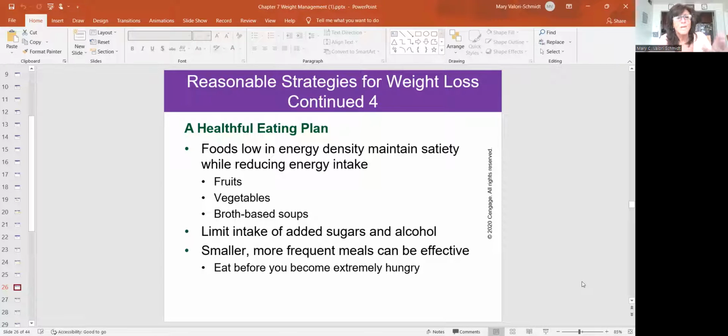Fruits, vegetables. Be careful with broth-based soups. They usually have a lot of sodium, and that is very bad for you as well. But, you know, fruits and vegetables, awesome. You want to limit the intake of added sugars and alcohol, because alcohol is just sugar.